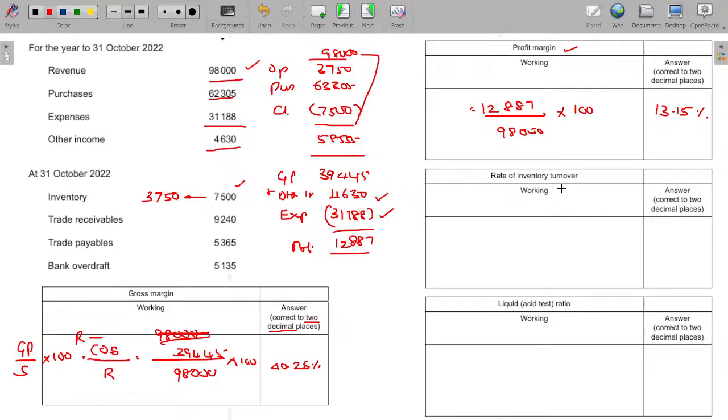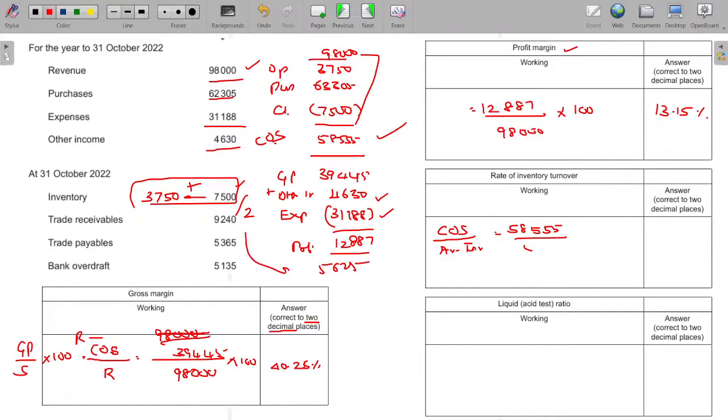Now, rate of inventory turnover. In case of inventory turnover, you have to consider the cost of sales in the numerator divided by average inventory in the denominator. Cost of sales we already calculated, which is 58,555, divided by average inventory, opening plus closing by 2. You have to add these two and divide by 2. Then this value is 5,625. Usually the rate of inventory turnover will be in terms of times: 10.41 times.